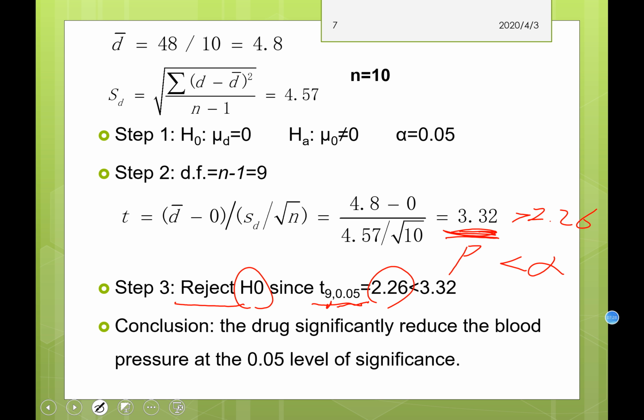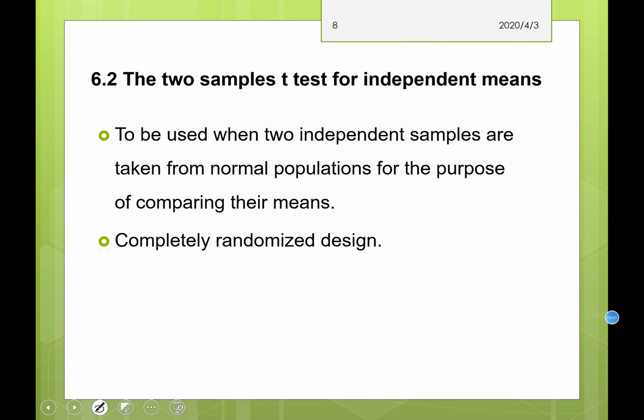Finally, the conclusion is that the drug significantly reduced the blood pressure at the 0.05 level of significance. So that is the answer to the question of the paired t-test. I think the most important thing for you is to distinguish when we can use the paired t-test, when we can use the one-sample t-test, and when we can use the one-sample z-test. Okay, so this is the first method we will learn in today's class.